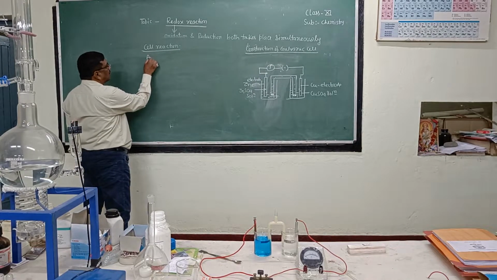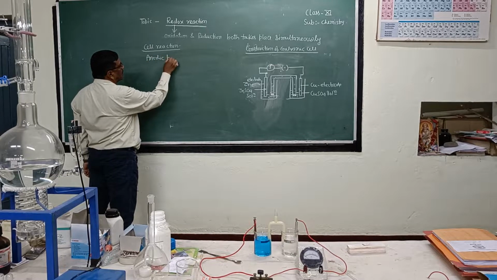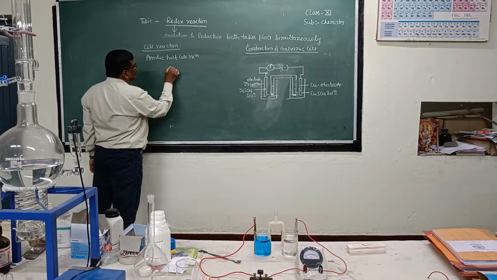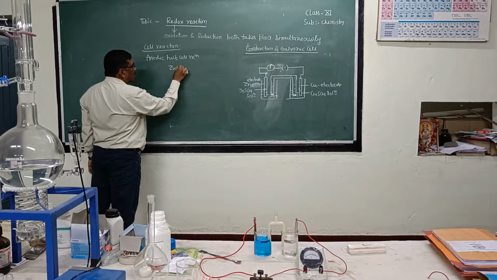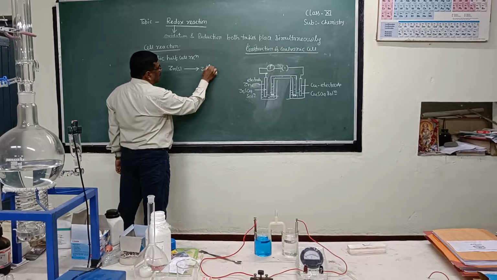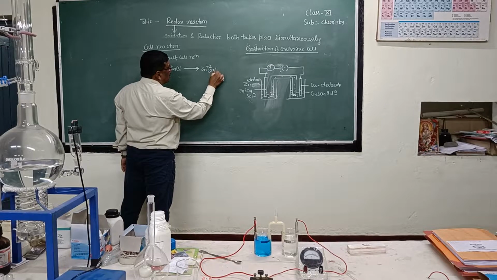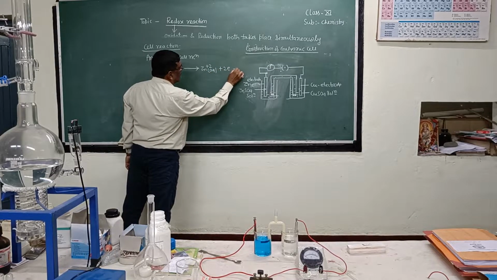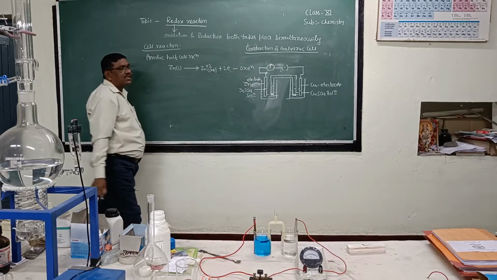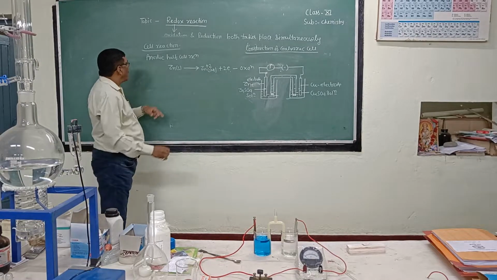There are two types of cell reactions. One is called the anodic half cell reaction. Zinc goes into solution as Zn2+ and it liberates 2 electrons. This process is called oxidation. Loss of electrons is taking place, so it is a process of oxidation.